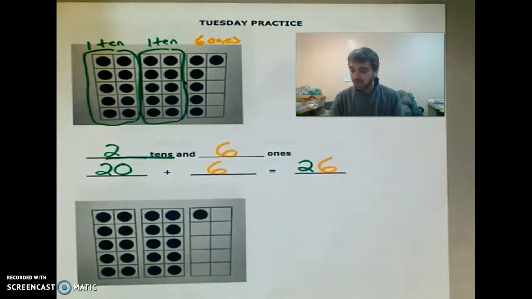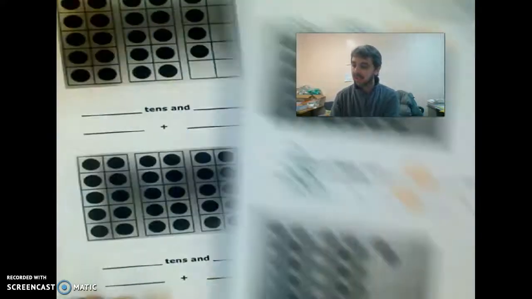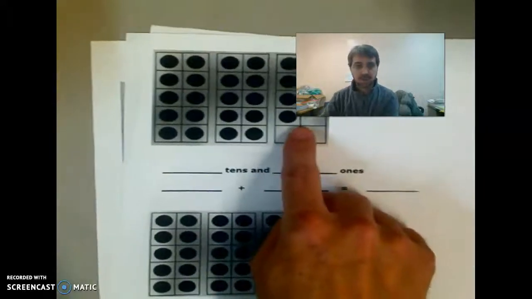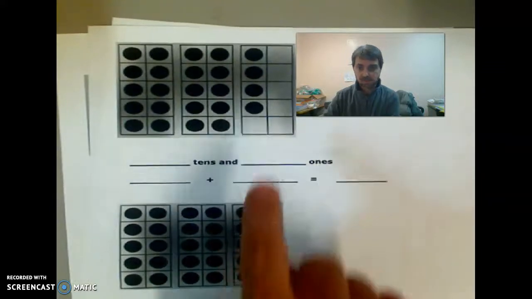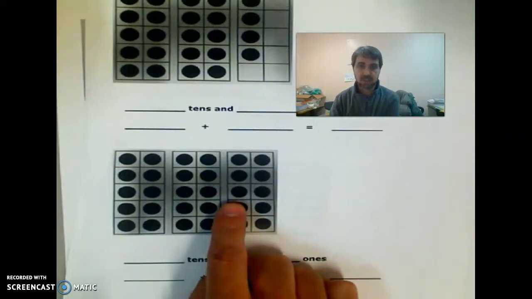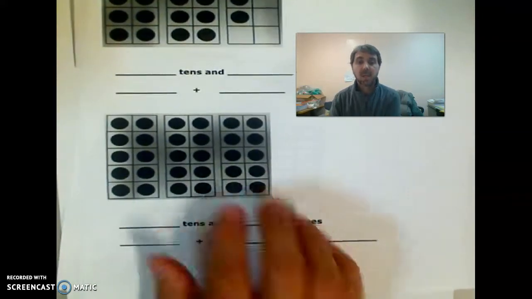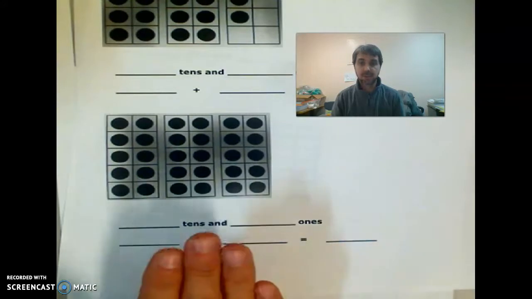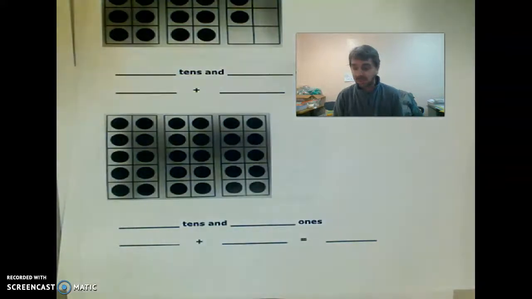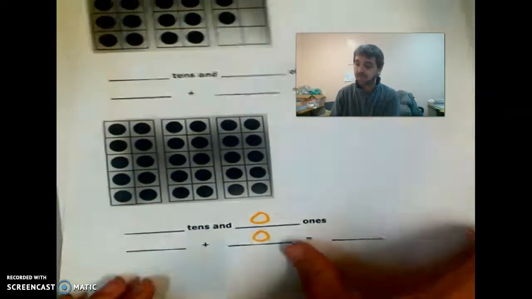So you are going to do this one, which is just like the one I did. And there's a couple more. There's one here, and there's also one down here. I will give you a hint about this one down here, which is this: it does not have any ones. Can you see that? There's no ones in this problem. There's just tens. So I'm telling you right now, there's going to be 0 ones, because all the 10 frames are filled up.